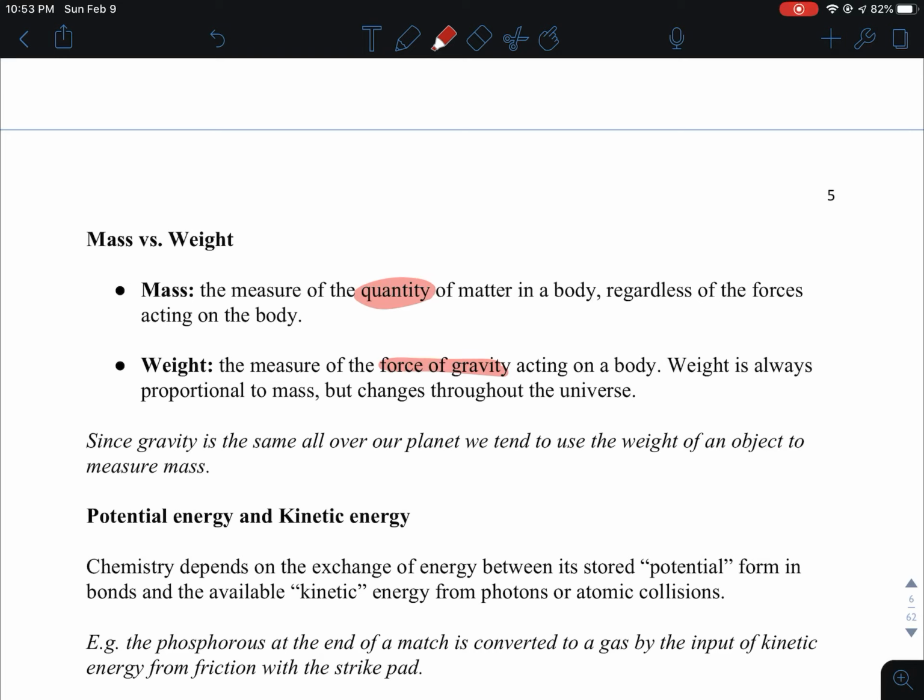Now, the interesting thing is that we can determine mass in different ways from just weighing it on a scale, whereas weight can only really be measured using some sort of force measurement.